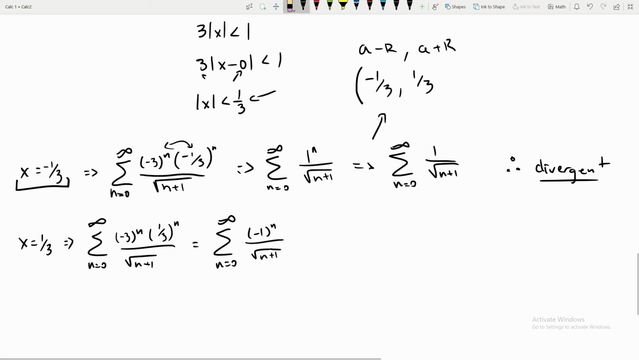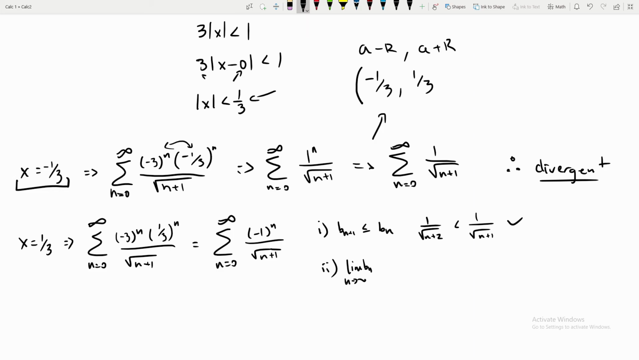Now, if you remember, for the alternating series there are 2 conditions. The first one is that b of n plus 1 is less than or equal to b of n. In this case, it is, because b of n plus 1 will be 1 over the square root of n plus 2, and this will be less than 1 over the square root of n plus 1, again because the denominator is going to be larger here. So this condition is met. The second condition for this series to be convergent is that the limit of b of n as n approaches infinity is equal to 0.